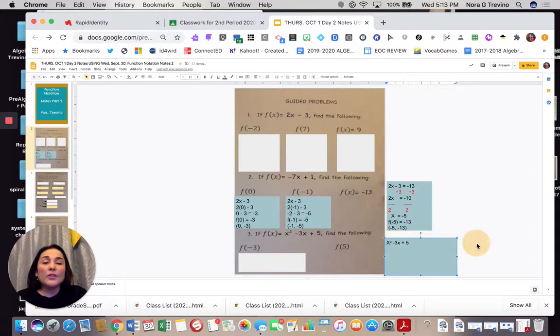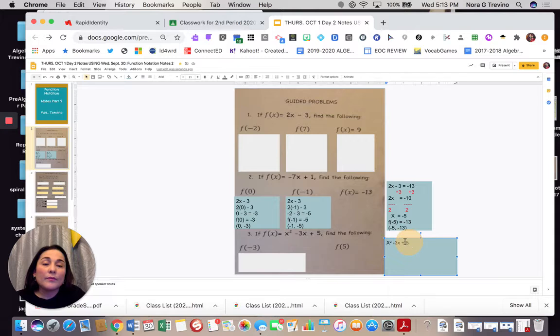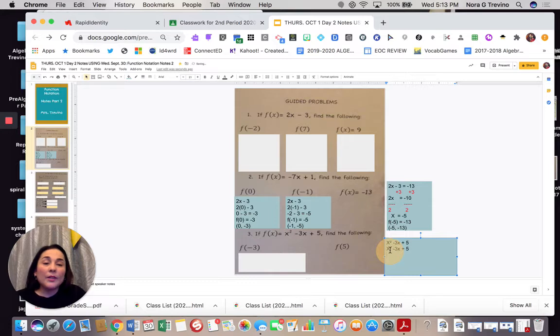What am I going to do to that? Well, I am being given the input, so it's going to go in for the x. So I'm going to go ahead and copy all of this so I don't have to type it all over again. And I'm going to change those x's to 5s.